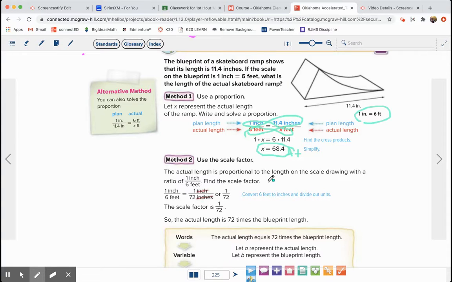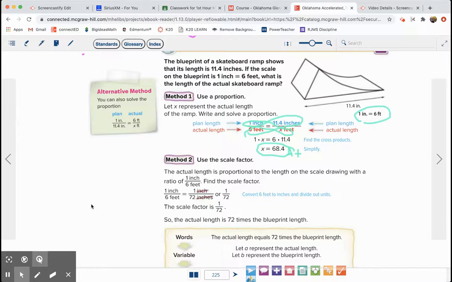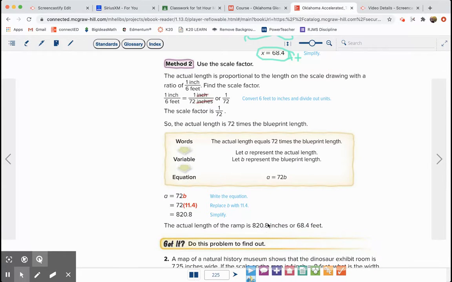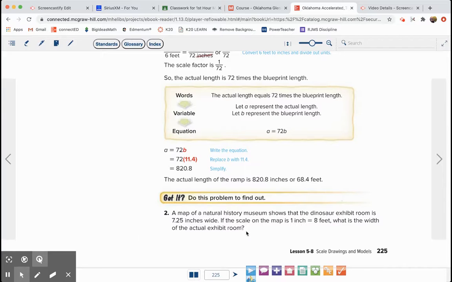Now right here, they look at scale factor just to show you that if you changed feet to inches, we would get that the actual ramp is 820.8 inches long, or we just got that it was 68.4 feet. Okay, so what I want you to do is try number 2 down here. A map of a natural history museum shows that the dinosaur exhibit room is 7.25 inches wide. If the scale on the map is 1 inch equals 8 feet, what is the width of the actual exhibit room? So set up your proportions and solve that. Pause the video to do so, and then I'll go over it with you.